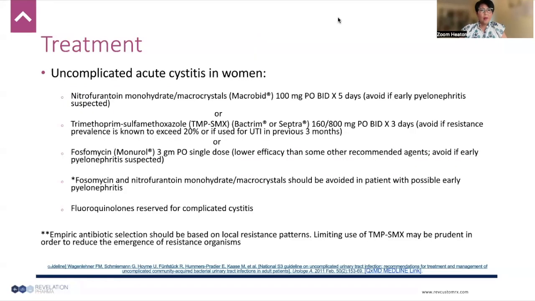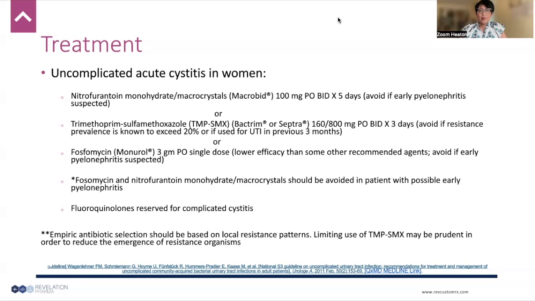And here are some treatments for uncomplicated acute cystitis in women. We have nitrofurantoin, macrocrystals, or Macrobid, 100 milligrams twice a day for 5 days. Avoid if early pyelonephritis is suspected. Some side effects to consider with these agents: headache, nausea, vomiting, diarrhea, urine discoloration, difficulty breathing, shortness of breath, or cough. Then we've got trimethoprim-sulfamethoxazole combination, which is Bactrim or Septra.